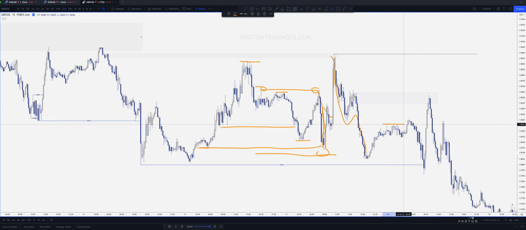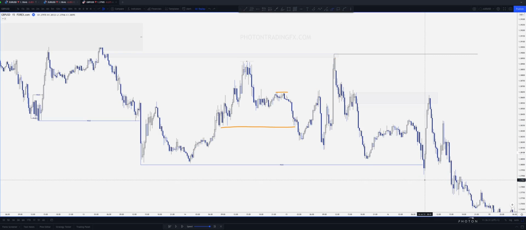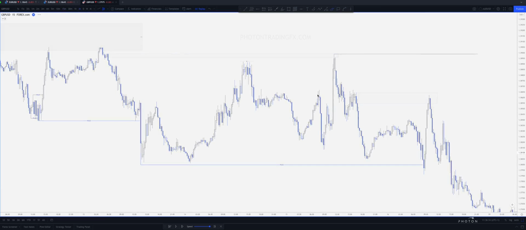But even there, what did it do? It pulled down, swept the liquidity, and then we go. Pound dollar loves to do that. It looks like it's forming that lower high, and it comes back up, sweeps the liquidity that had just built behind that lower high, or that kind of fake lower high, and then it goes. Okay, so let's just go back up to the 4-hour time frame.